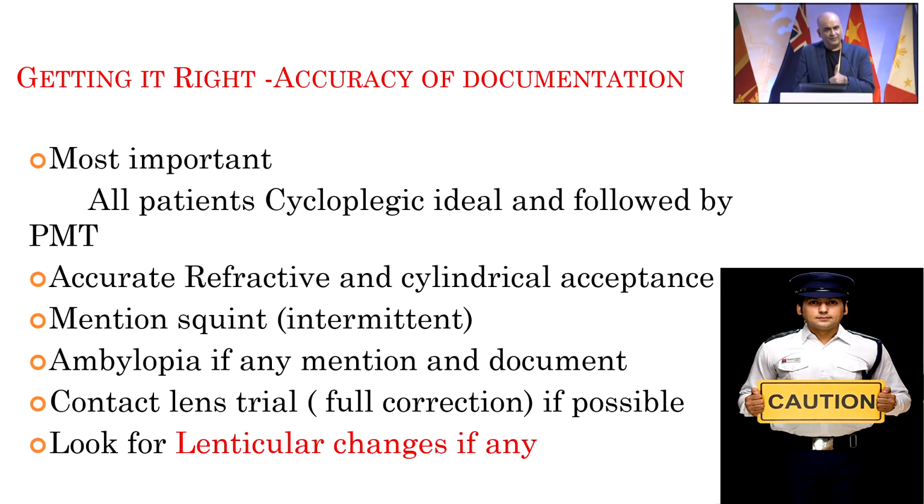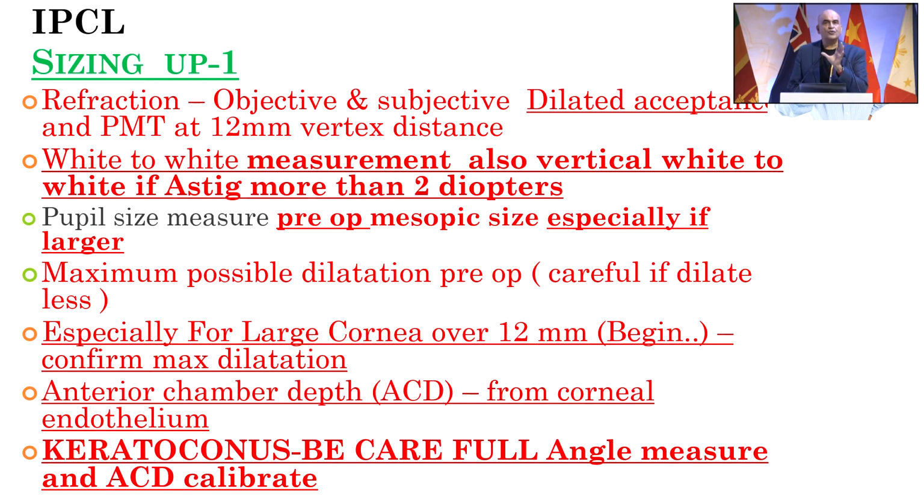Do a cycloplegic refraction, a very accurate refractive cylinder acceptance. Some of these patients may have latent squints, please mention it. These patients may be amblyopic, mention it. Look for lenticular changes. How to do the white to white? People say vernier, digital caliper. I would say digital caliper should be your second method of reconfirming. In case you have access to a Pentacam or a Cirrus, use them. In case you don't, you can send this patient to your colleague. In case you don't have any of these, you can use a simple auto refractokeratometer which has a built-in pupillometer. We will just go to that.